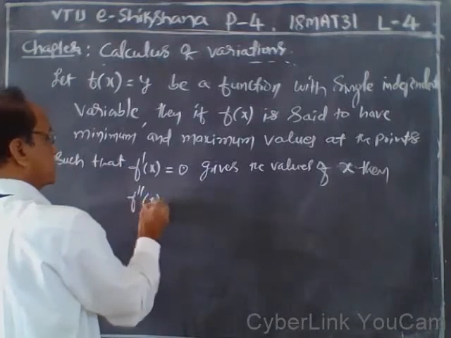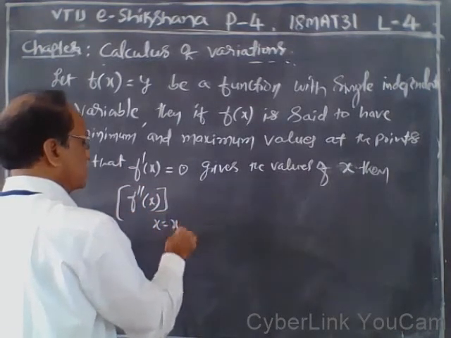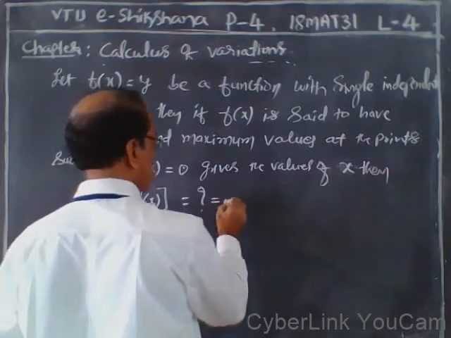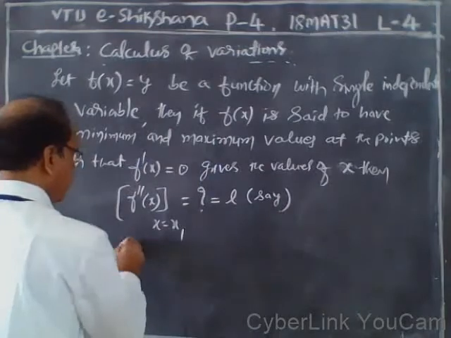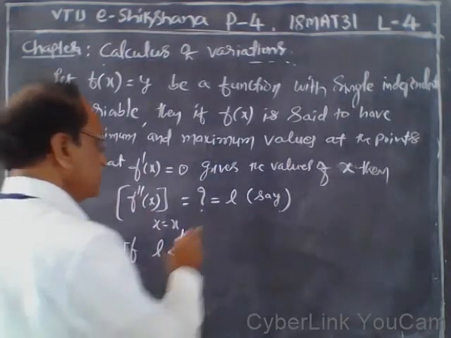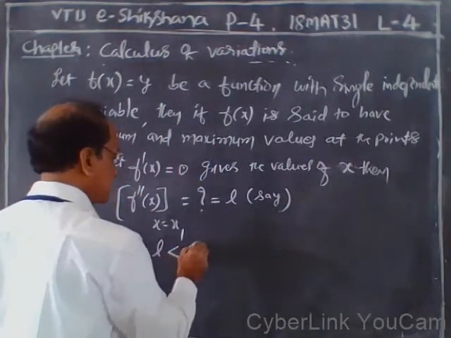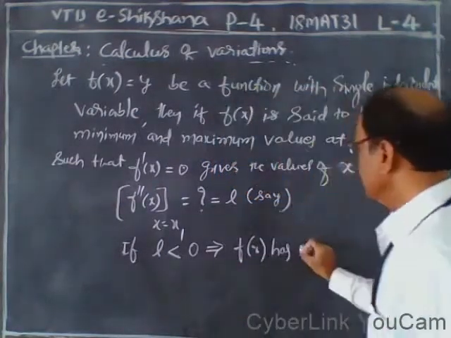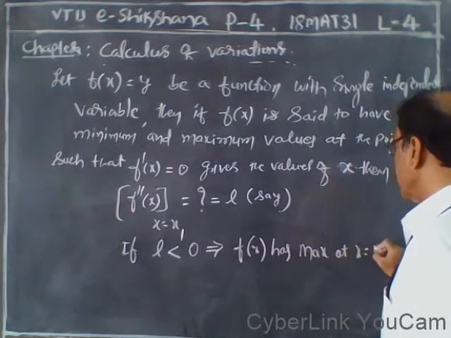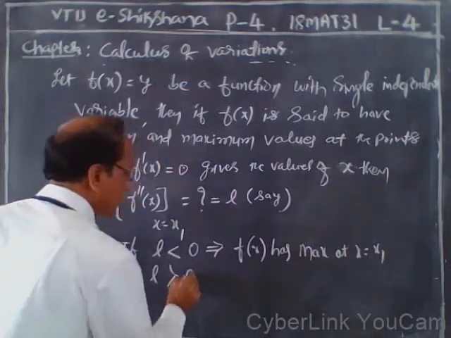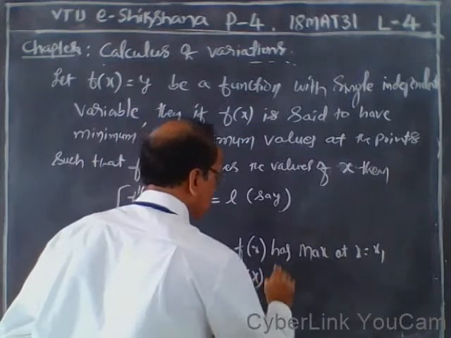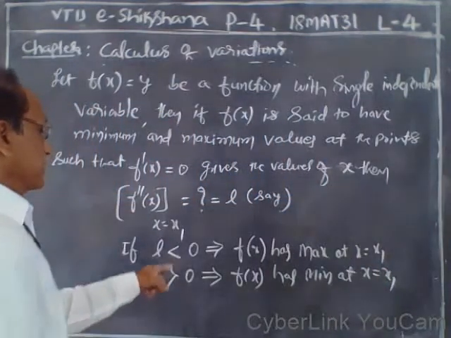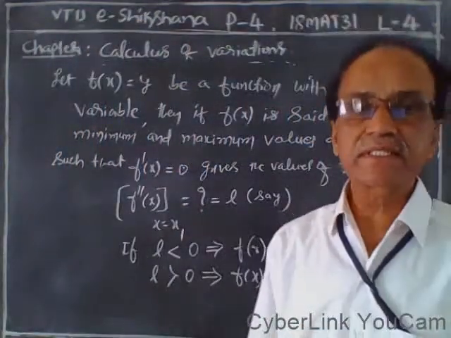Then f double dash of x at x equal to x1, one value we consider, if this value equals L, then if L is less than 0, that implies f of x has maximum at x equal to x1. If L is greater than 0, this implies f of x has minimum at x equal to x1. This is the general conclusion we have discussed with respect to the function.